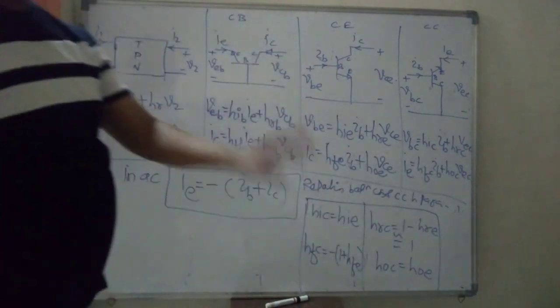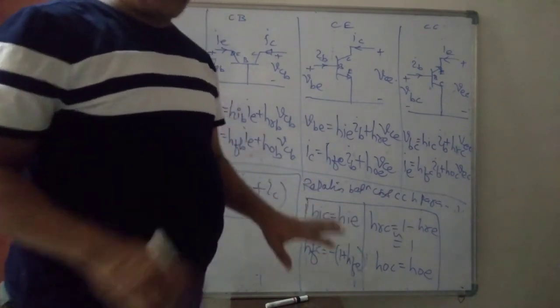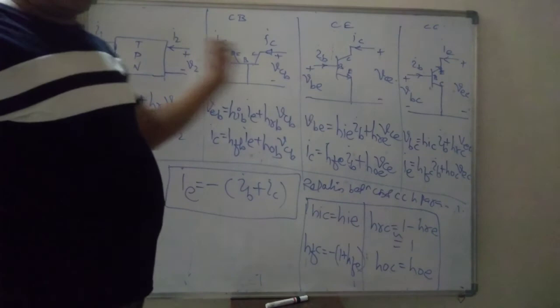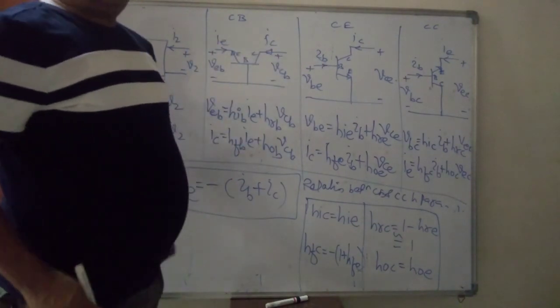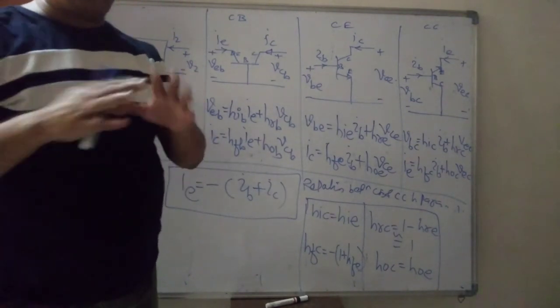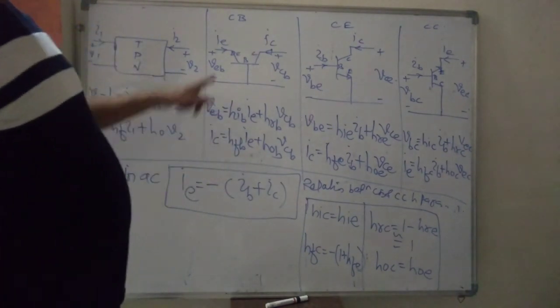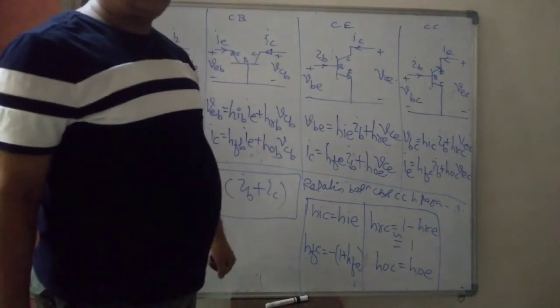This relation will be required in coming articles. To derive it is not part of our syllabus, but you need to remember this. So this is all about h parameter analysis of BJT. Now we will have to derive one relation first, and depending on that derivation, we will solve numericals for common base, common emitter, common collector. Three numericals we will solve.